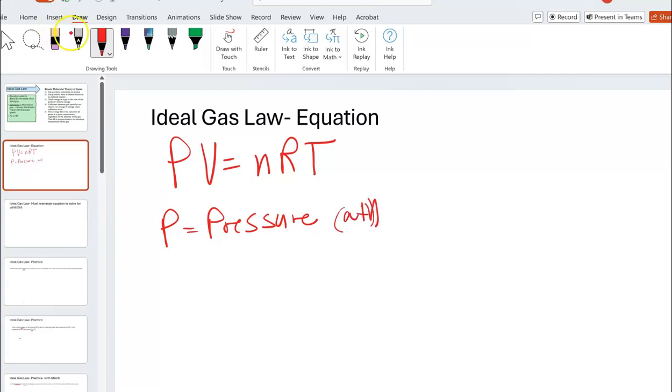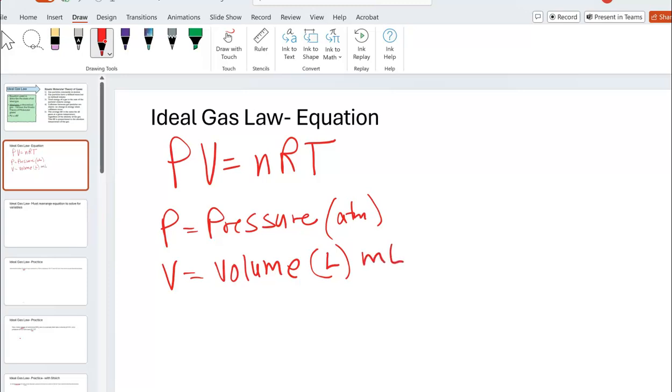Most of the time, the problem will give it to you in atmospheres. V is volume, and this has to be in liters. So if they give it to you in milliliters, you are going to have to convert from milliliters to liters. You're going to have to divide that value by 1,000 to give you your answer in liters.